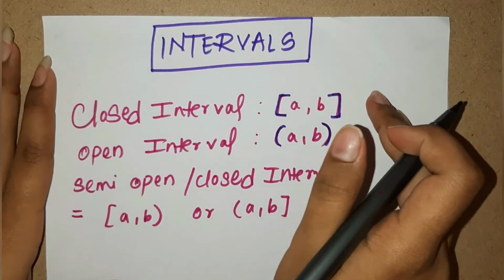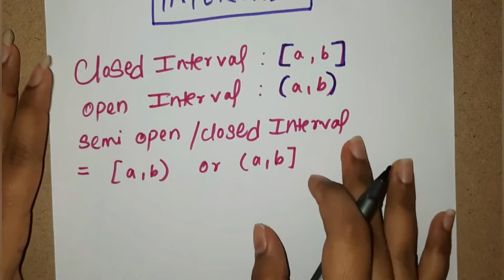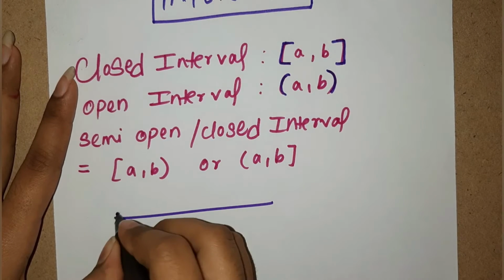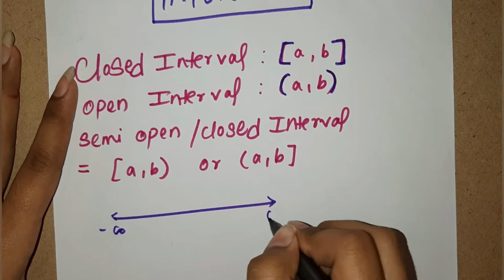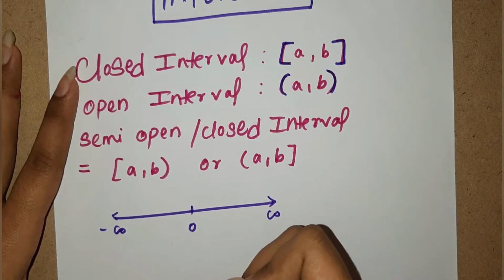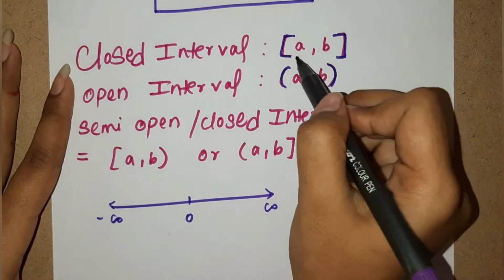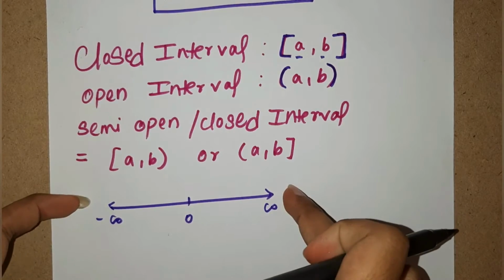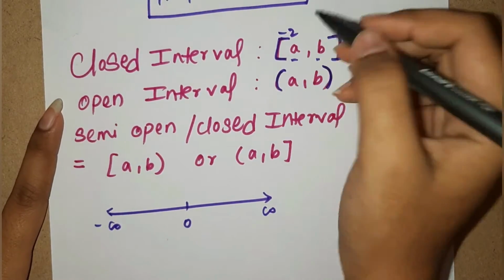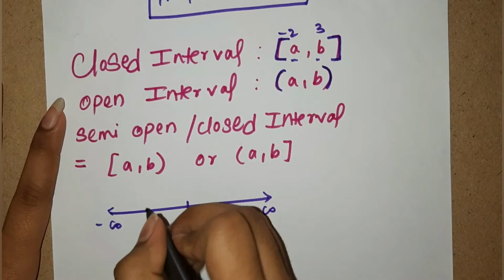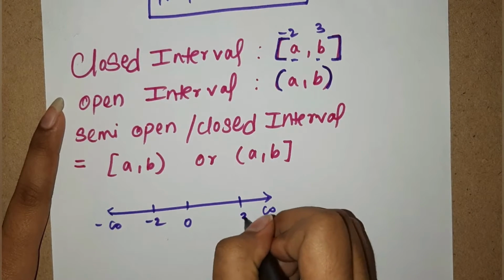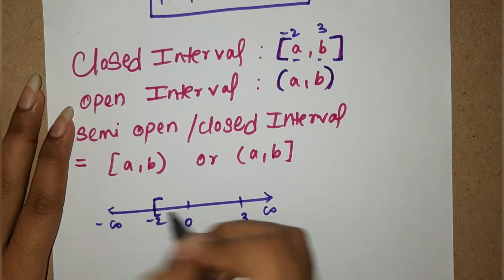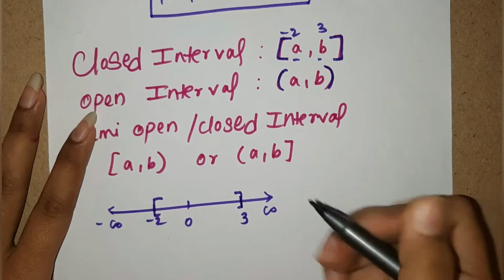Now let us understand what exactly closed interval means. If you take a number line, this is minus infinity, this is infinity, there's zero in between, we all know that, very basic. Now wherever a and b lie on this line, we can take a as -2, we'll take b as 3. Let's just assume that. So -2 is somewhere here, 3 somewhere here. What does closed interval mean? Closed interval means you will close it right here.